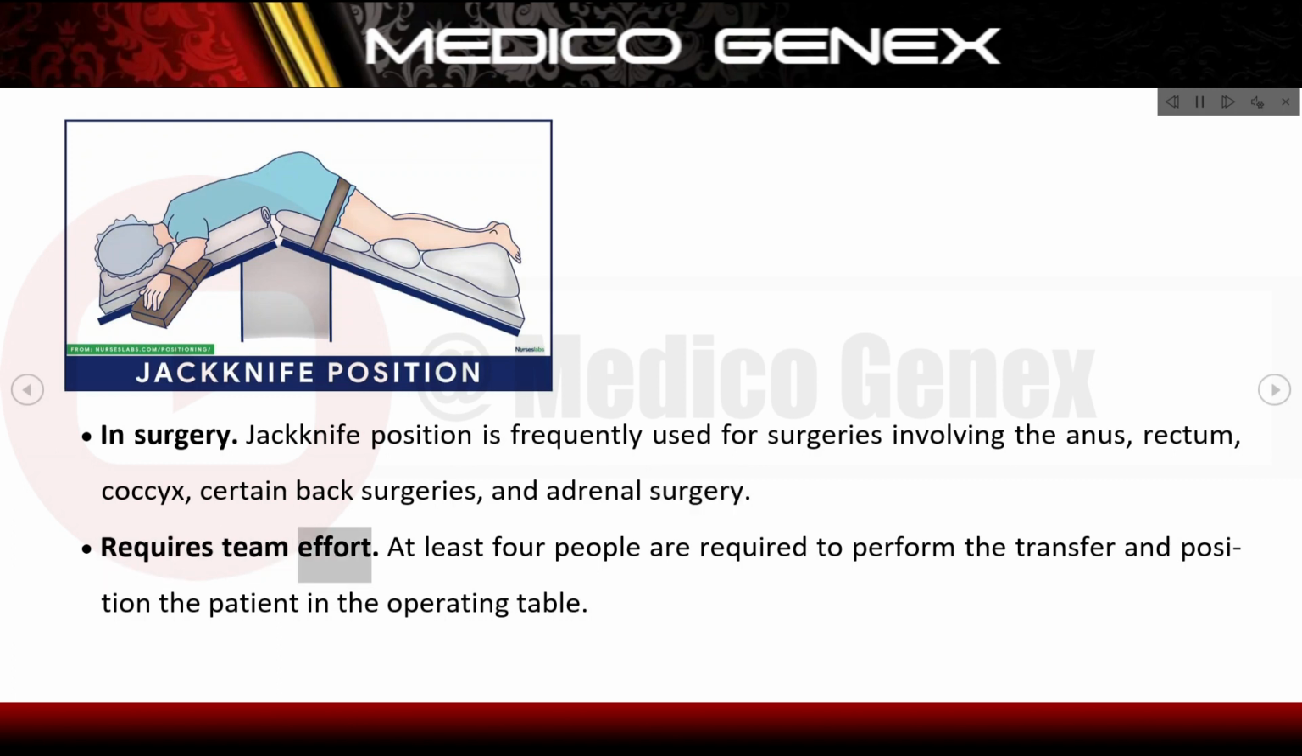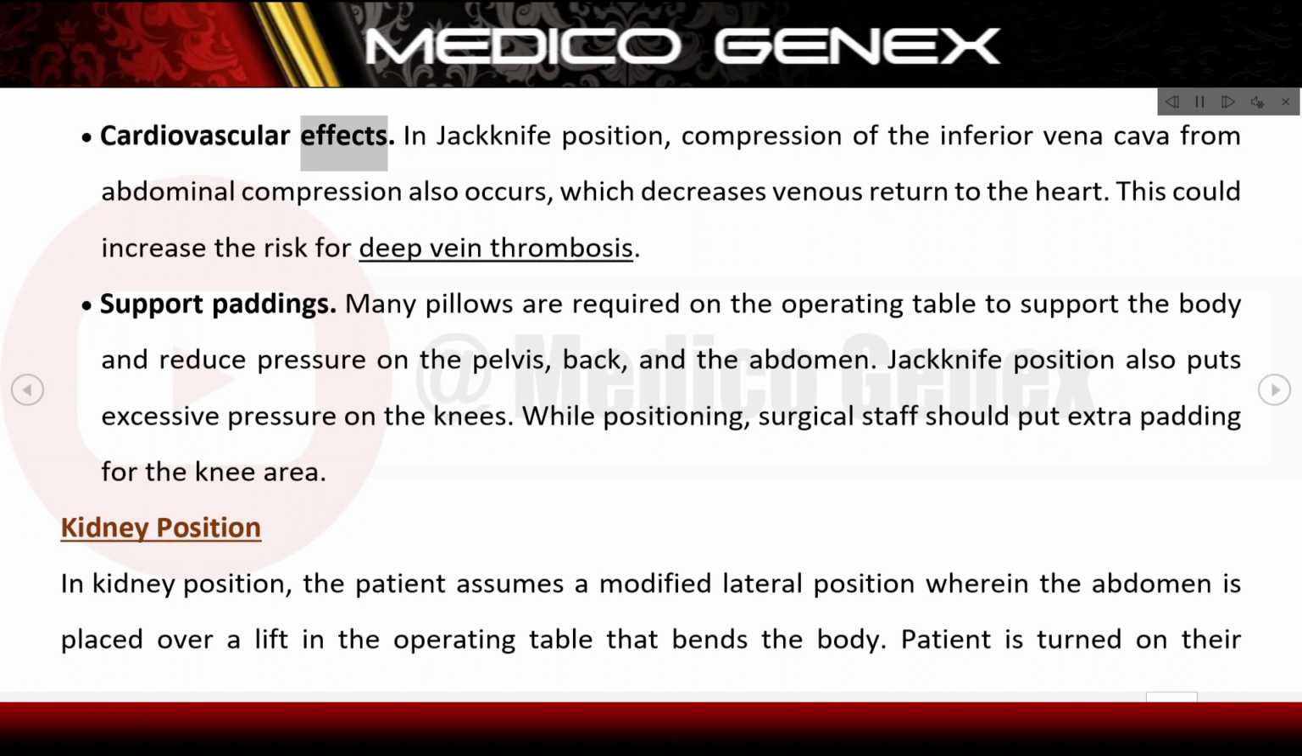Requires team effort. At least 4 people are required to perform the transfer and position the patient on the operating table. Cardiovascular effects. In jackknife position, compression of the inferior vena cava from abdominal compression also occurs, which decreases venous return to the heart. This could increase the risk for deep vein thrombosis. Support paddings. Many pillows are required on the operating table to support the body and reduce pressure on the pelvis, back, and the abdomen. Jackknife position also puts excessive pressure on the knees. While positioning, surgical staff should put extra padding for the knee area.